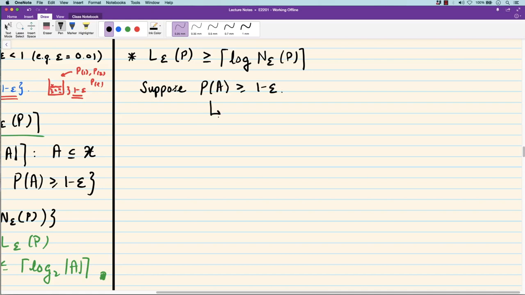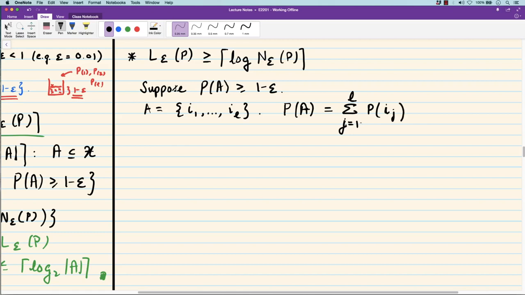Okay, so what did we do? So let's give some notation for symbols in A. So let's say A has these symbols I1 to IL. So A has L elements denoted by I1 to IL. So what is P of A? Then P of A is equal to the summation over J equal to 1 to L of P of I_J. Okay, that's what this probability is. And it crosses 1 minus epsilon.